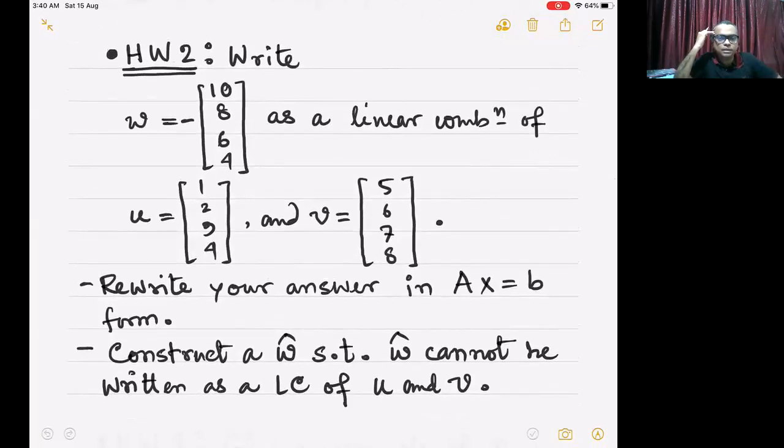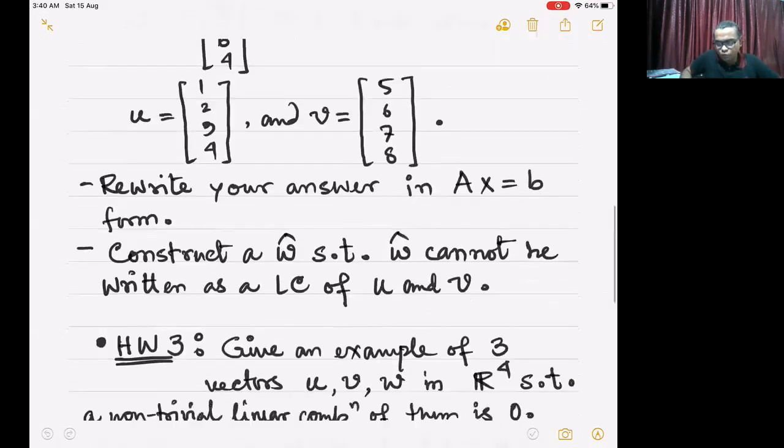Homework 2 is this one. Given two vectors U and V, write their linear combination. Given another vector W, write W as a linear combination of U and V and see whether it is possible or not. Then rewrite your answer as AX equal to B form, and then try and construct a W hat such that W hat cannot be written as a linear combination of U and V.